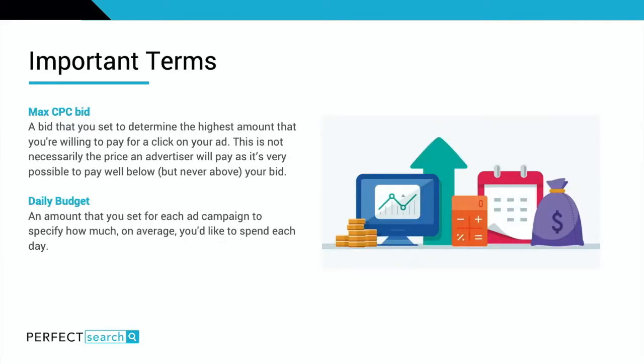Some other important terms include max CPC bid, which is just your max willingness to pay for a click on your ad. And you can set that bid at the ad group level if you wish, but more commonly it's a best practice to set that at the keyword level, because oftentimes you see different keywords perform very differently. So it's important to tailor those bids a bit more. And then also your daily budget, again, that's set at the campaign level, so that's important to keep in mind, but it's just on average how much you'd like to spend each day on that campaign.